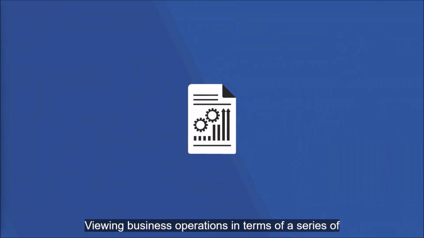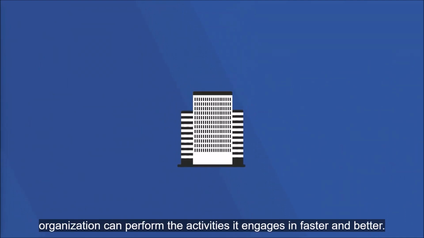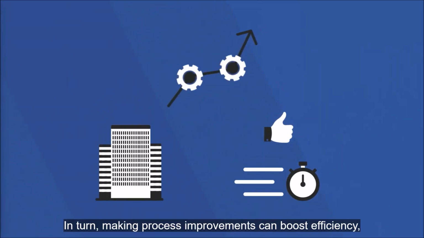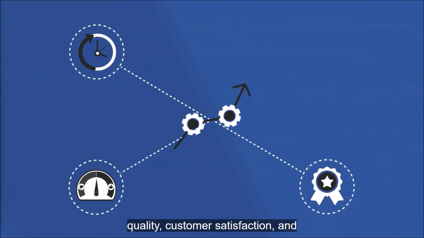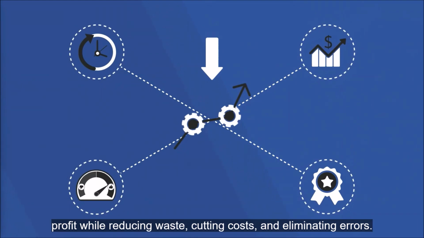Viewing business operations in terms of a series of individual interlocking processes can make it easier to determine how your organization can perform the activities it engages in faster and better. In turn, making process improvements can boost efficiency, quality, customer satisfaction, and profit, while reducing waste, cutting costs, and eliminating errors.